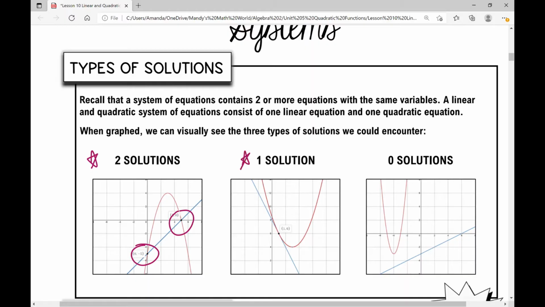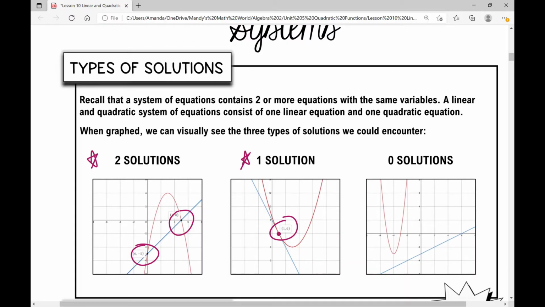In the second type of solution, you can see that the line next to the parabola is just tangent to that parabola, meaning it will only intersect that parabola once. So in that type of situation, you will have one solution.